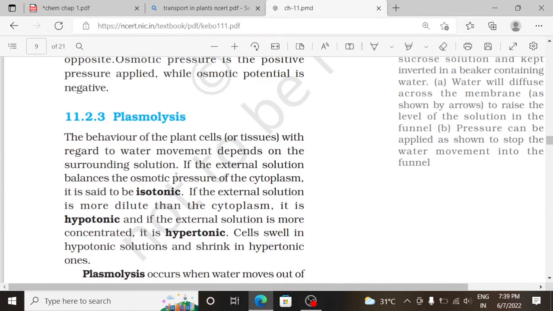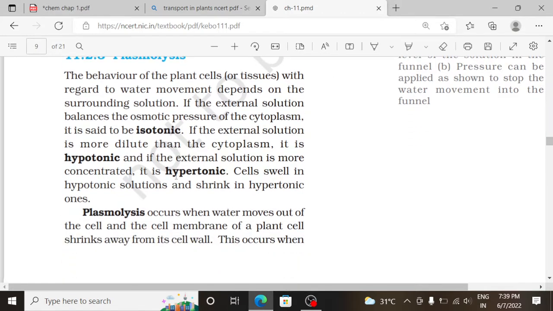Plasmolysis. The behavior of the plant cells or tissues with regard to water movement depends on surrounding solution. If the external solution balances the osmotic pressure of the cytoplasm, it is said to be isotonic. If the external solution is more dilute than the cytoplasm, it is hypotonic. And if the external solution is more concentrated, it is hypertonic. Cells swell in hypotonic solutions and shrink in hypertonic ones.